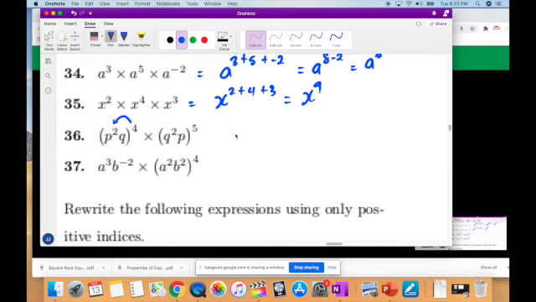4 times 2, that is p to the power of 8. 4 2s are 8. And then 4 times 1, that is q to the power of 4. And then you're multiplying that by 5 2s are 10, q to the power of 10, and 5 1s. This is p, so that's p to the power of 5.